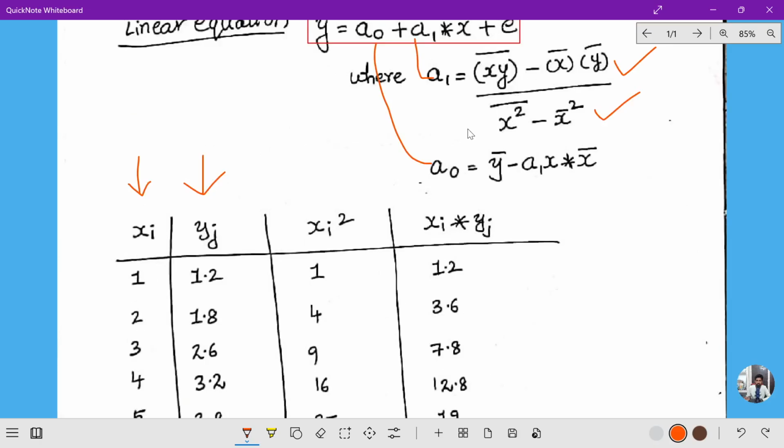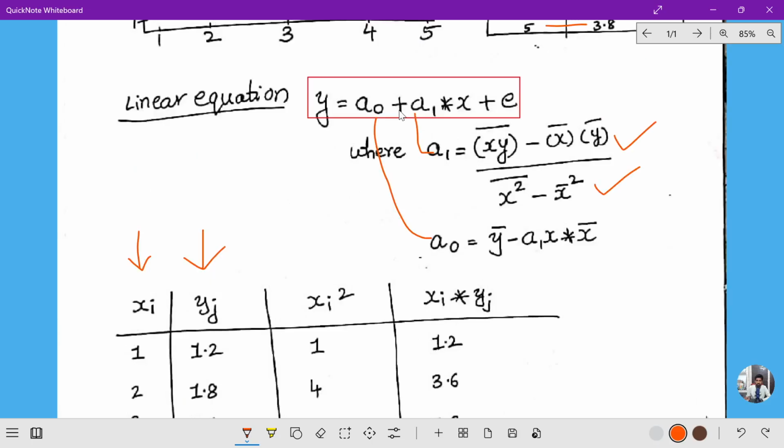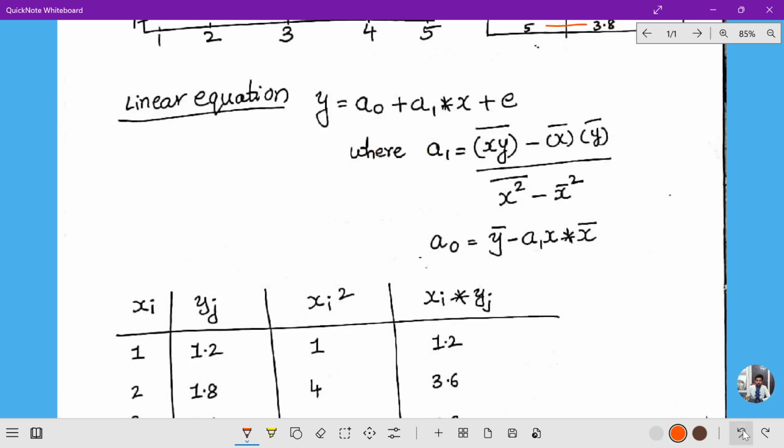So this is a0 plus a1 into x plus e. For this formula, we are going to find out the a1 value and a0 value. What is a1? xy bar and so on. a0 is equal to this one. So first let us find out this value.